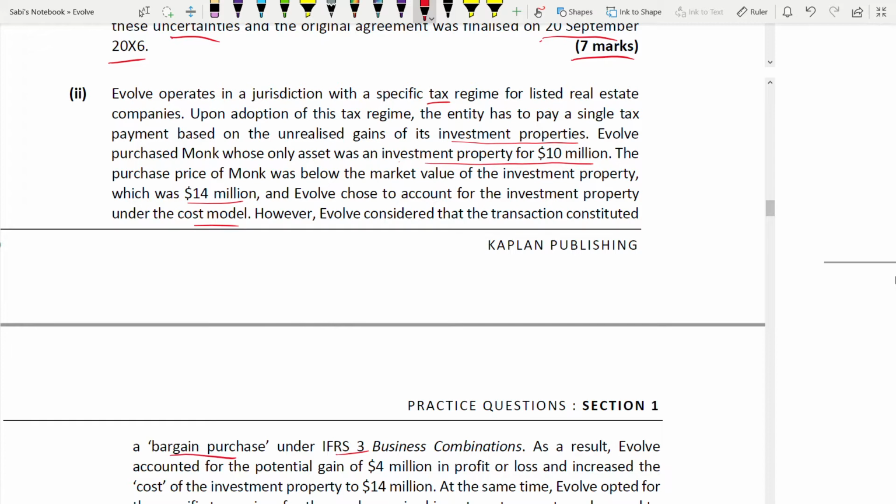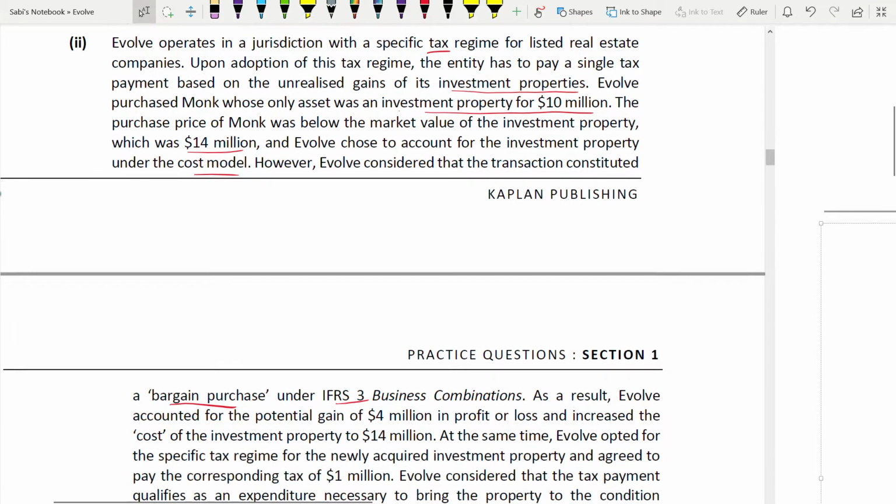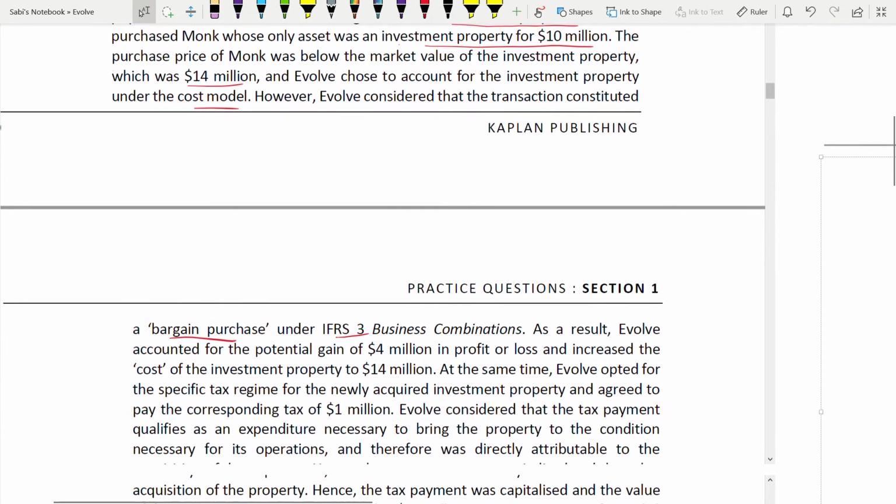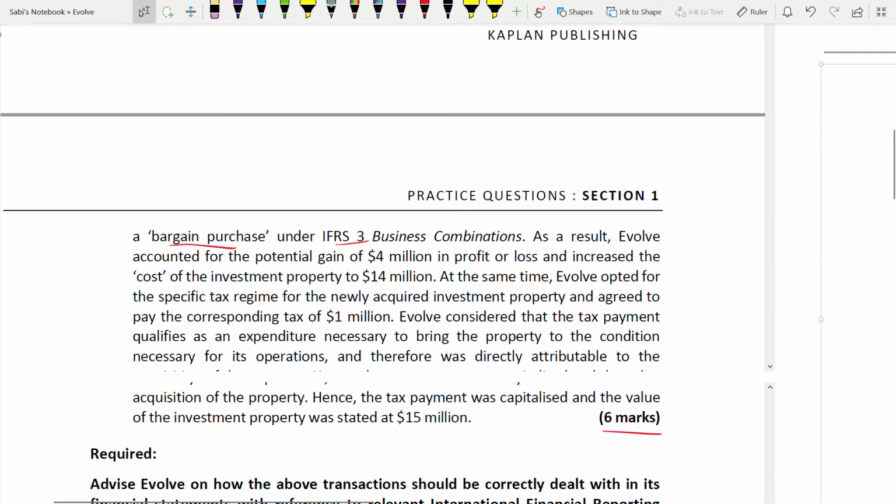See, you might sometimes have a goodwill or a bargain purchase, right? As a result, Evolve accounted for the potential gain of 4 million in profit and loss and increased the cost of the investment property to 14 million. At the time, they opted for the specific tax regime for the newly acquired investment property and agreed to pay the corresponding tax of 1 million. Evolve considered the tax payment qualifies as an expenditure necessary to bring the property to the condition necessary for its operation and therefore was directly attributable to the acquisition of the property.